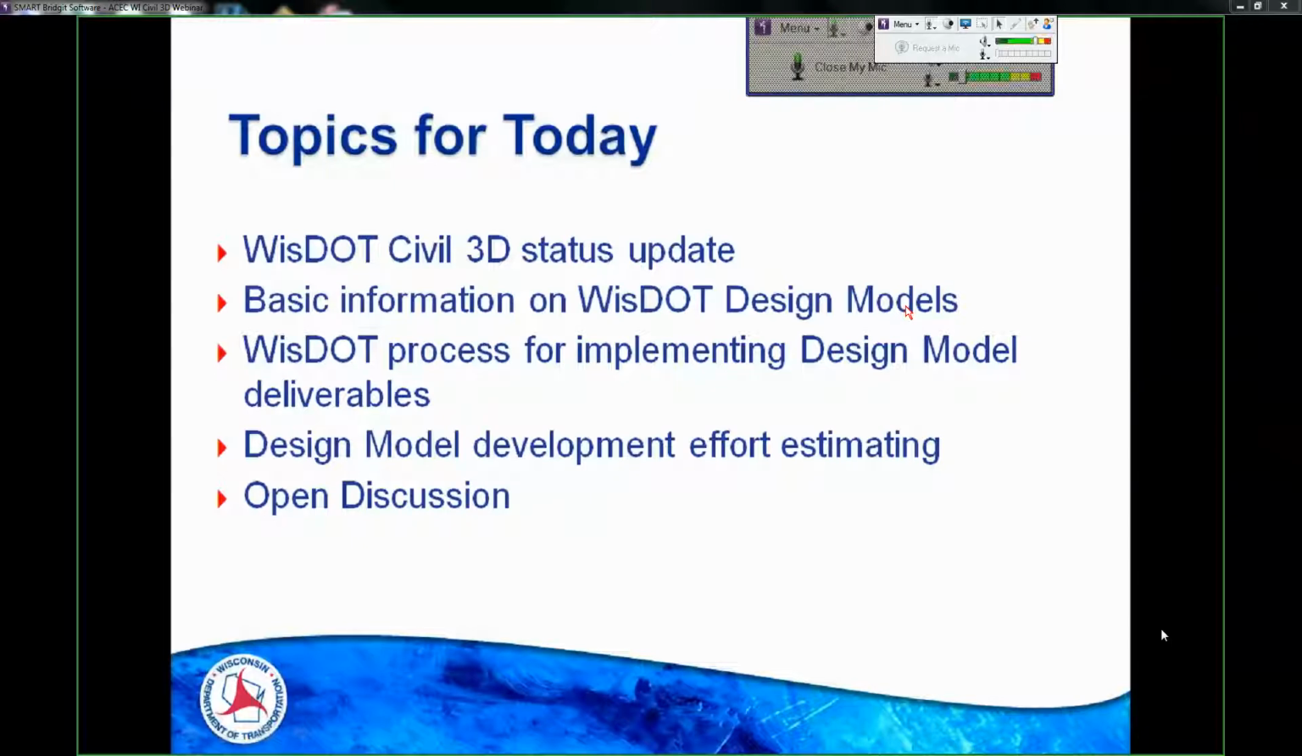So I'm going to start today by giving you a brief status update on our Civil 3D deliveries coming out of the Methods Development Unit at Wisconsin DOT. And then I'm going to give you some basic information about our new design model requirements. I'm going to talk about the process that we went through for implementing those new requirements and explaining some of the thoughts behind some of the decisions that we made.